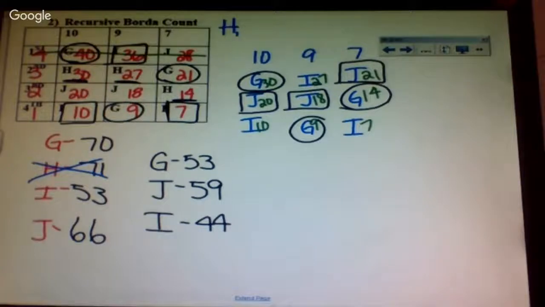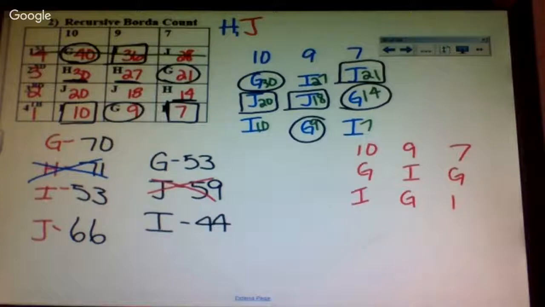Okay, so who's my next winner? J is my next winner. We need to rewrite one more time. Now I've got 10 people, and this is GI. I've got 9 people, and this is IG. I then have 7 people, and this is GI. So we've got 10 and 20 now, 9 and 18, 7 and 14.